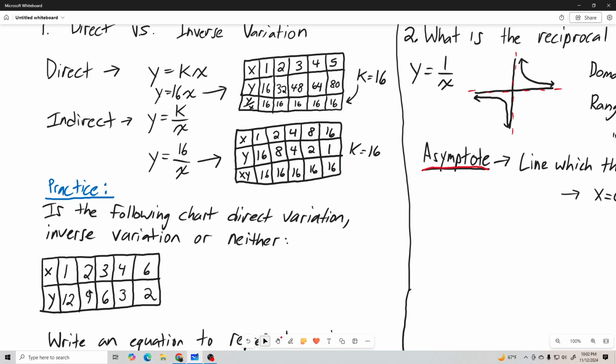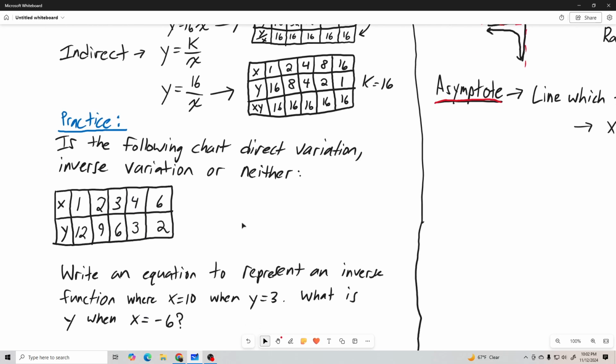So the first thing we have to do is determine if we're talking about direct or inverse variation. And then after we figure that out, we have to determine if the scale factor is actually the same across the board. So let's go ahead and take a look at this. As we look at our chart here, as x is increasing, we're going from 1 to 2, 2 to 3, 3 to 4, 4 to 6. So x keeps getting bigger. As x keeps getting bigger, y is going from 12 to 9 to 6 to 3 to 2. So y is getting smaller. So it's definitely not direct variation, because if it was direct variation, this number would be getting bigger as this number would be getting bigger. So it has to be inverse variation.